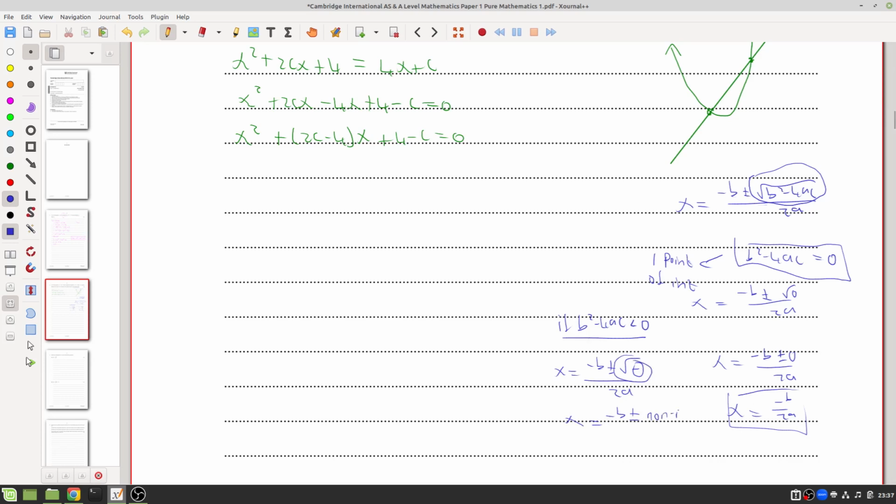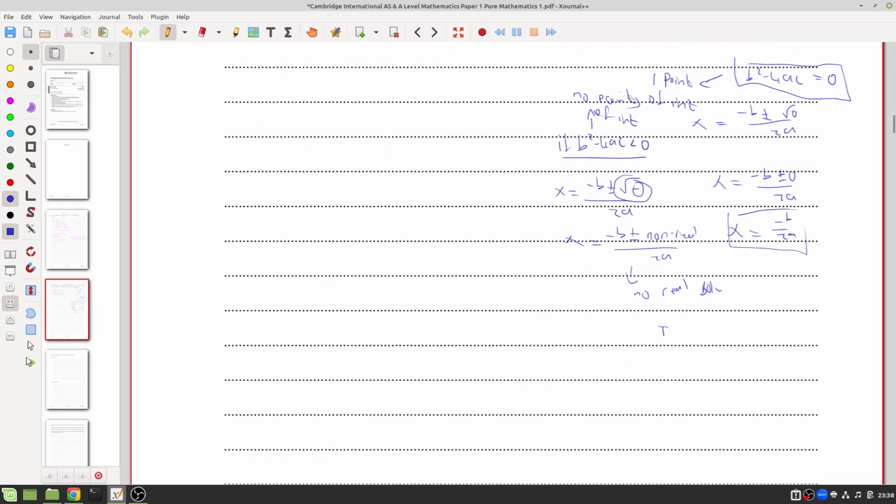This is some non-real number over 2a. So this is no real solutions. That'll be no points of intersection, right? So this gives us no points of intersection. No points of intersection.